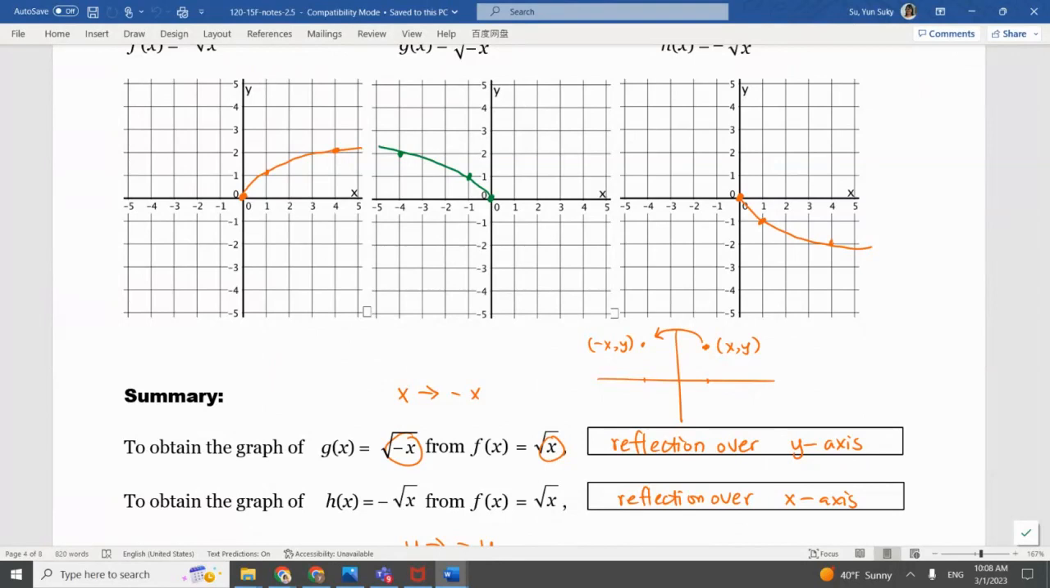Sometimes I don't memorize this. I draw the picture. Every time you draw the picture, think about, okay, my x becomes minus x. What do you do to it? It's a mirror image about the y-axis.